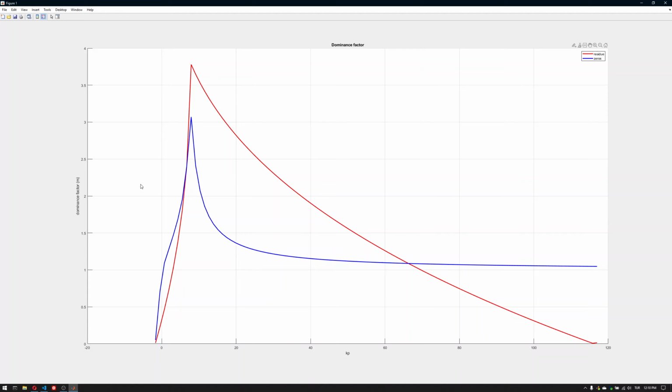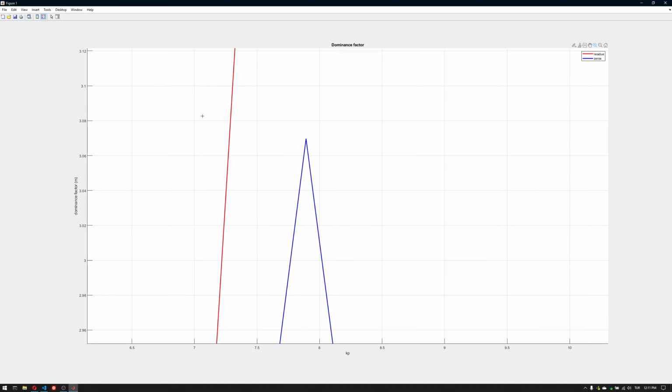Now, if we are realistic and okay with some deviation in the specifications, it seems like around 3 times the dominant region, the dominance factor being around 3, is the region that we are interested in. So this interval here could be the interval we are interested in. You can see that the KP interval in terms of zeros is quite tight. It's around 7 point something, 8 point something. It's quite narrow.